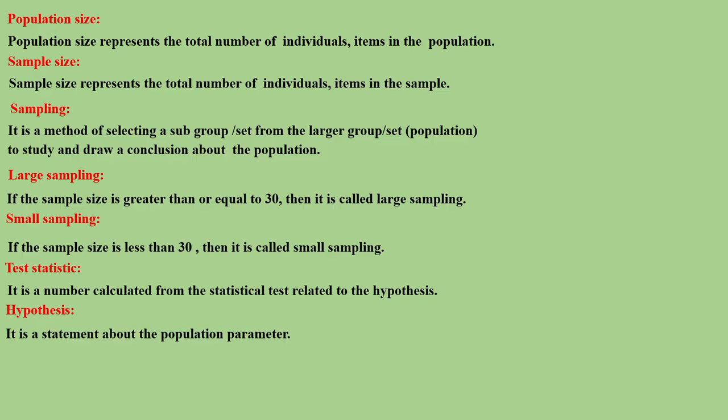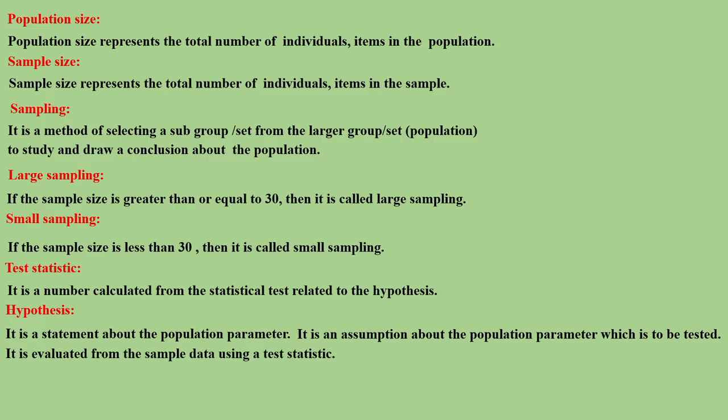So what is the hypothesis? It is a statement about the population parameter. For example, if you want to check that Indians are very decent and their culture is like this, so we have to adopt all those things, it is very useful for human life. These are all statements. If you want to check a statement, you have to take a sample and work on that. It is an assumption about the population parameter which is to be tested. It is evaluated from the sample data using the test statistic.